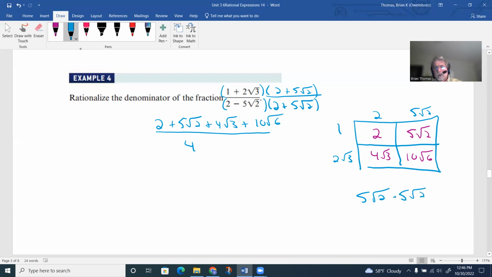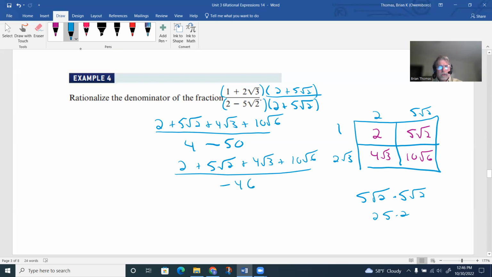So notice how that's going to be 5 times 5, which is 25. But remember, with square roots, if you have two of the same factor, that comes out as a single factor. So that's actually going to be the same thing as 25 times 2, which is going to be 50. So this is going to be a minus 50 on the bottom. So in turn, this becomes 2 plus 5 square root of 2 plus 4 square root of 3 plus 10 square root of 6 over negative 46.